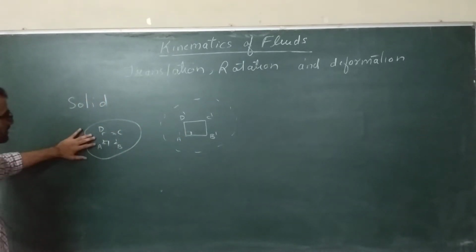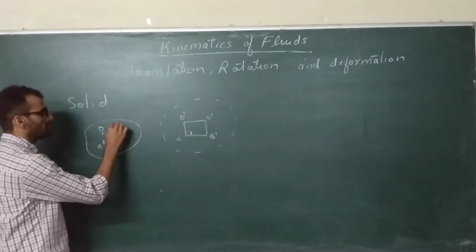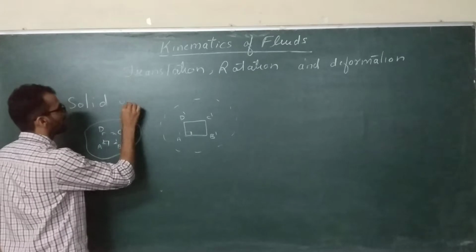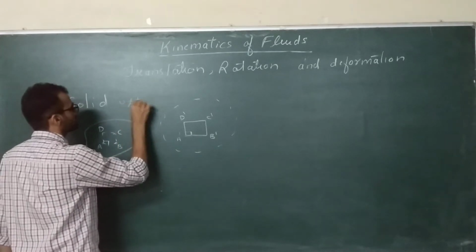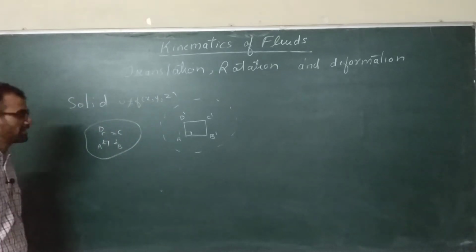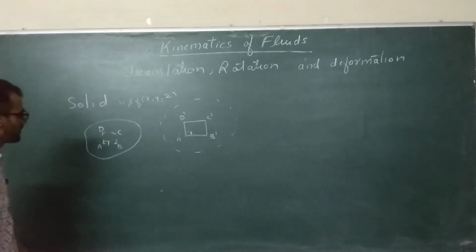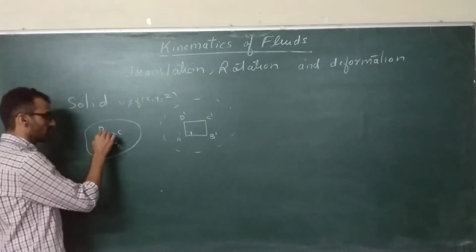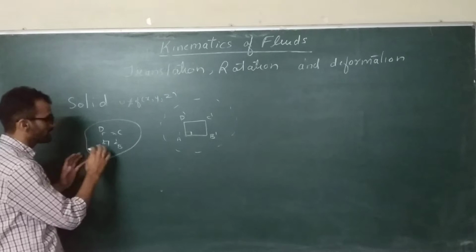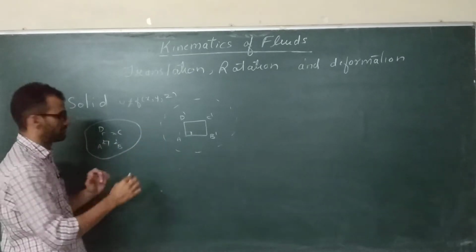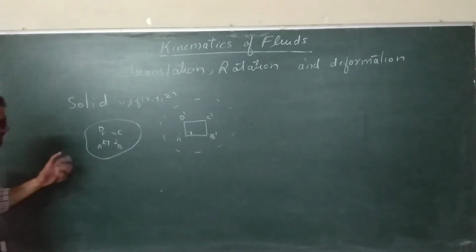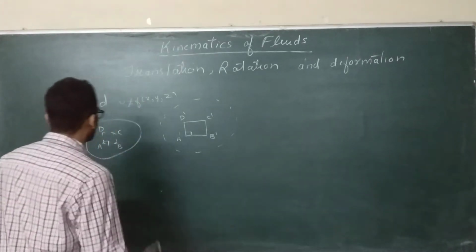This happens because in solids the velocity at all the particles is the same. So velocities are not a function of space. Velocities are a function of time, but they do not change with space. So the velocity at this point and the velocity at this point will not be different. Both the velocities will be the same. So whenever it is moving, it will not deform. This happens in case of a solid, but in fluids it is different.